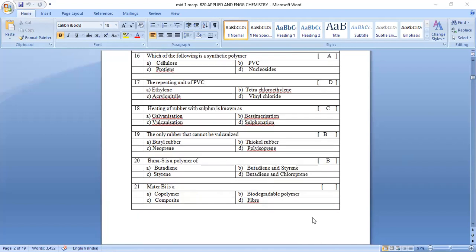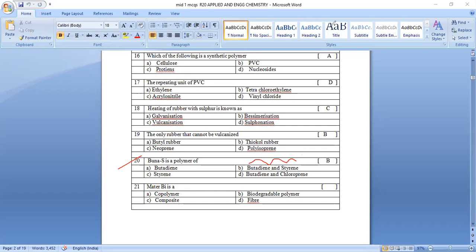Buna-S is a polymer of butadiene and styrene. I'm repeating: Buna-S is the combination of butadiene and styrene.